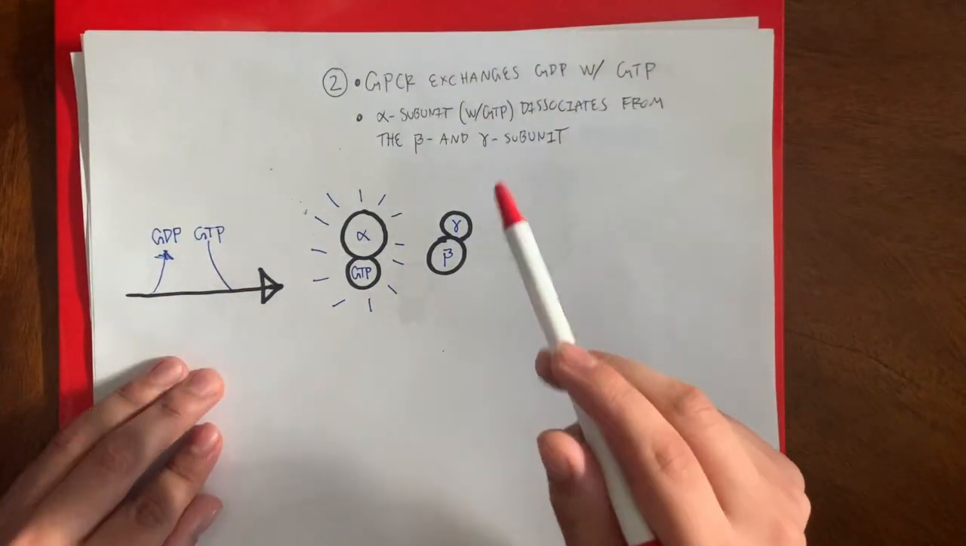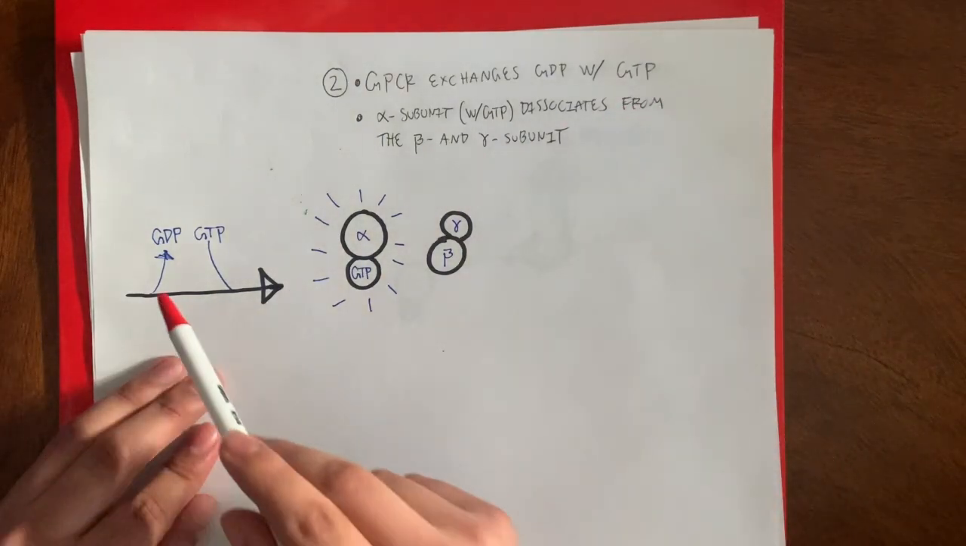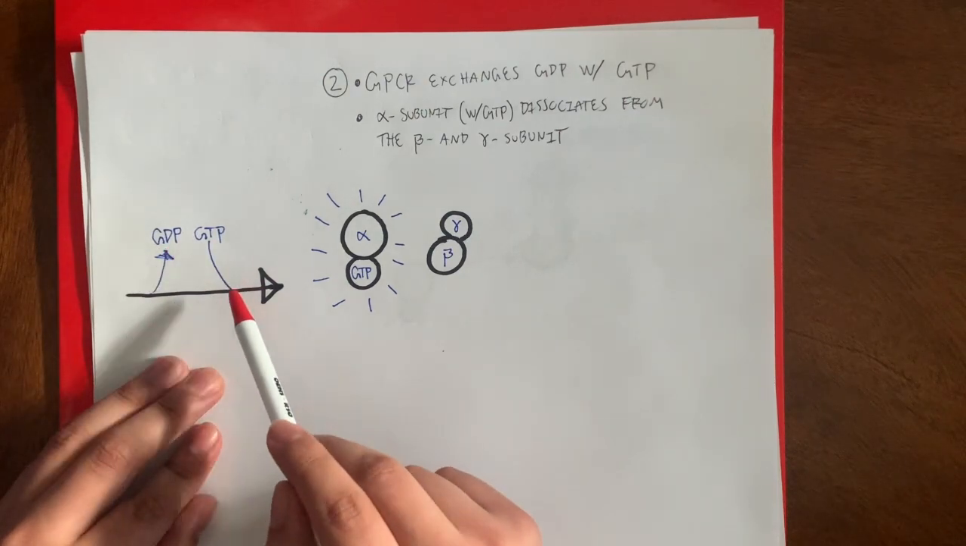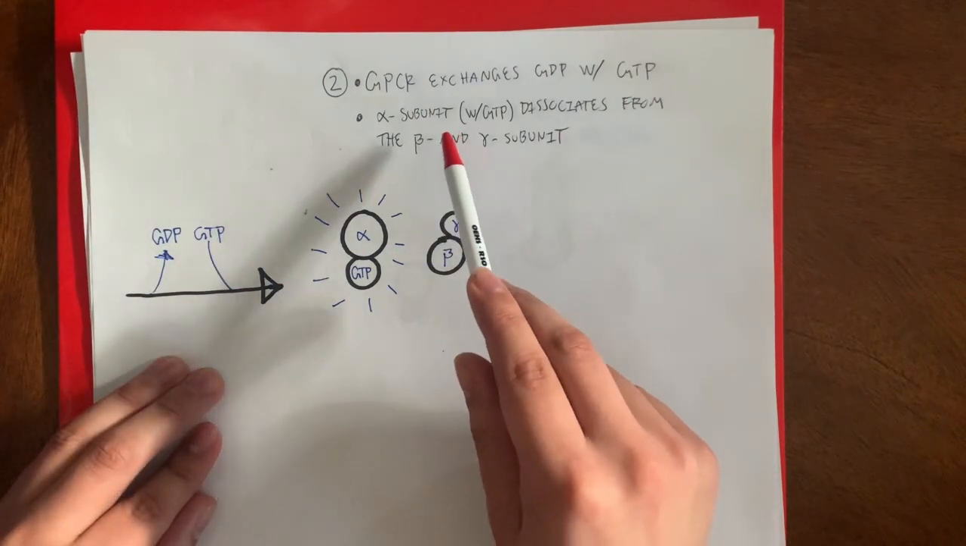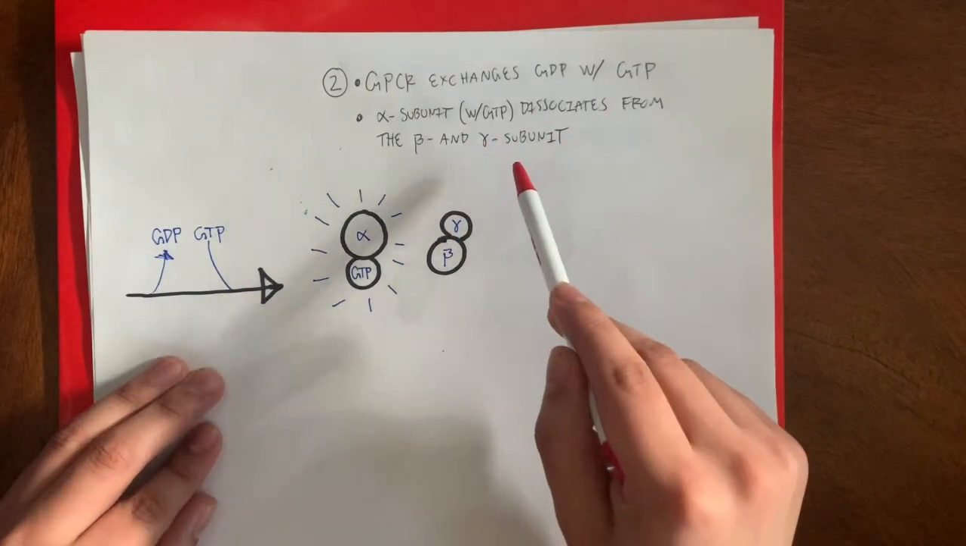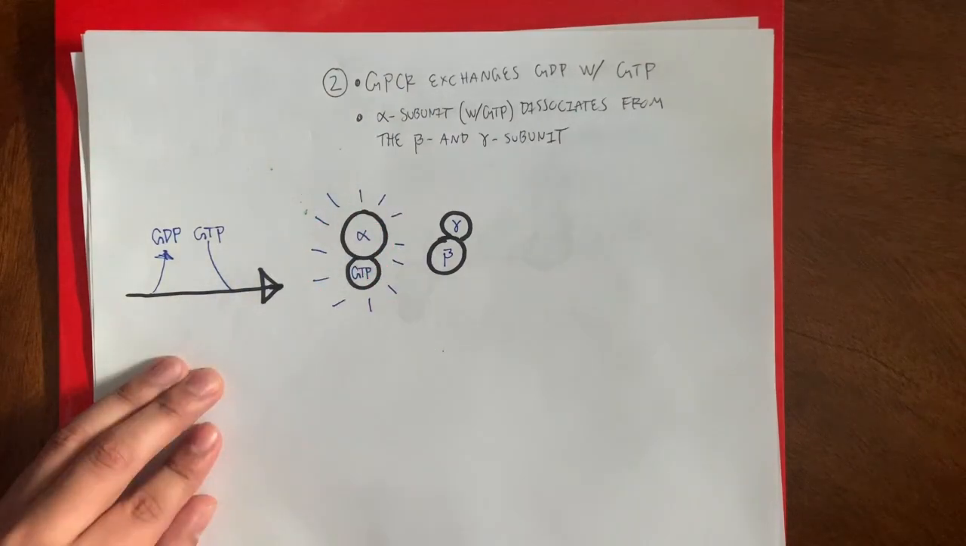Step 2, the GPCR exchanges GDP with GTP. Shown here, you have GDP leaving and GTP coming in. And now the alpha subunit, now with GTP, dissociates from the beta and the gamma subunit. And here is representing the activated alpha subunit.